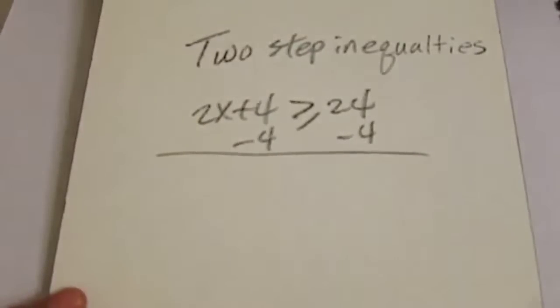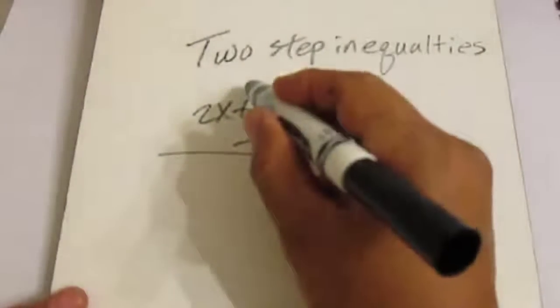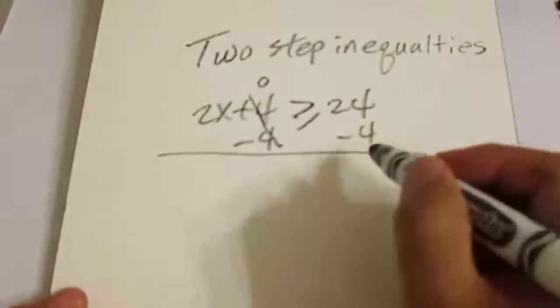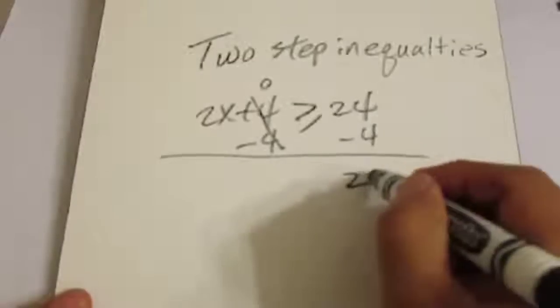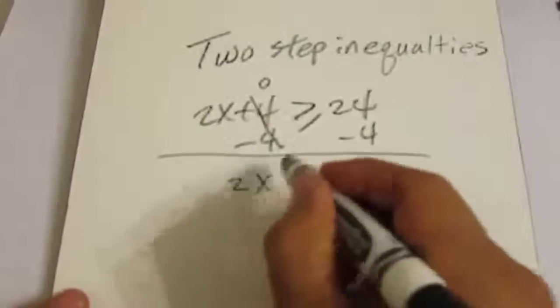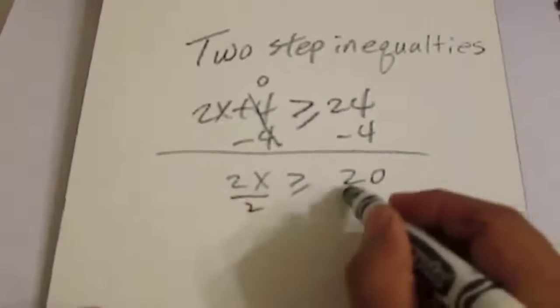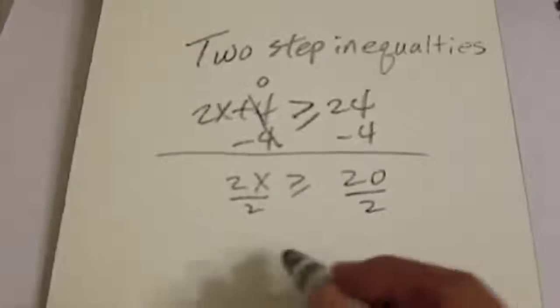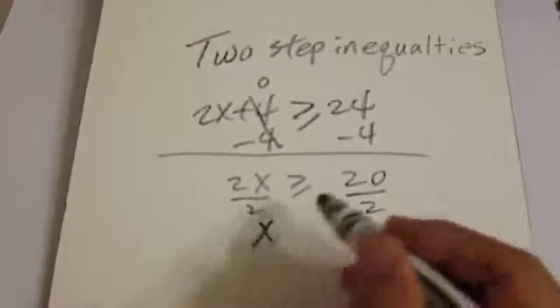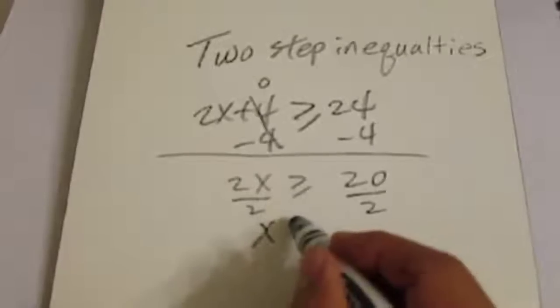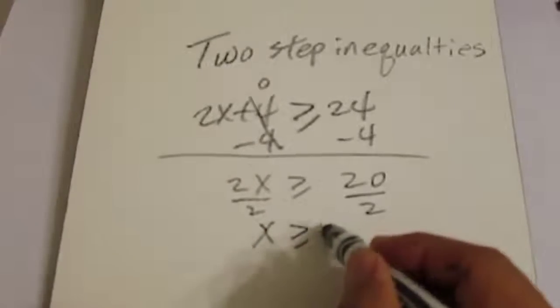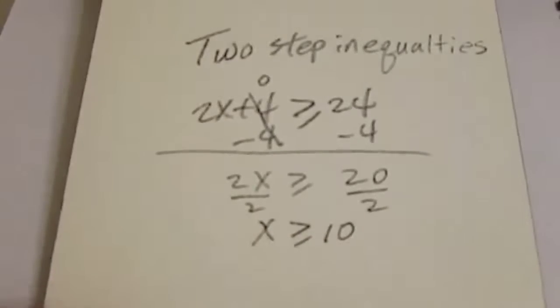Okay, so that's my zero pair, and it's going to turn out to be 20, and here's my 2x. So I'm going to go ahead and turn it into 1x instead of 2x by dividing by 2 on both sides. So my x is 1, and my answer is 10. So x is greater than or equal to 10.